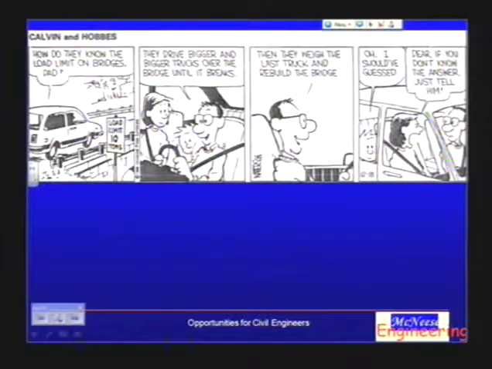All right. So, good question here. How do they know the load limit on bridges, Dad? And Dad says, well, they drive bigger and bigger trucks over the bridge until it breaks. Then they weigh the last truck and rebuild the bridge. Calvin says, well, I should have guessed. The wife says, dear, if you don't know the answer, just tell him.